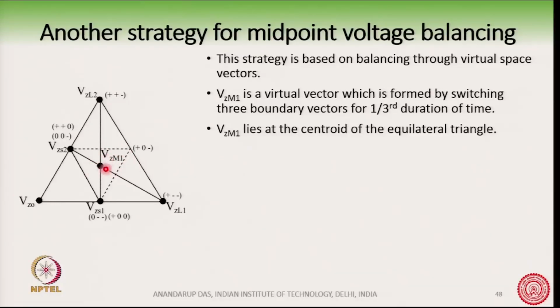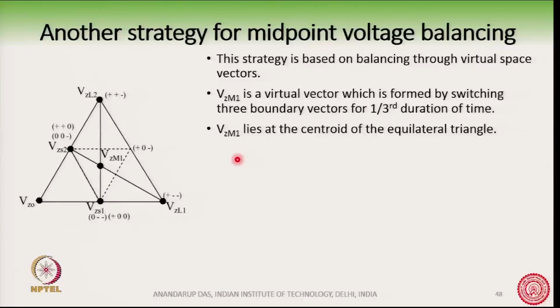So, this is the vector here. This vector does not exist because we do not have any switching state which will produce this vector. Of course, we have switching states that produce this vector, this vector, this vector, this vector, this vector and this vector. So, these 6 vectors we can produce because we have switching states for them. However, this vector cannot be produced directly like the switching state.